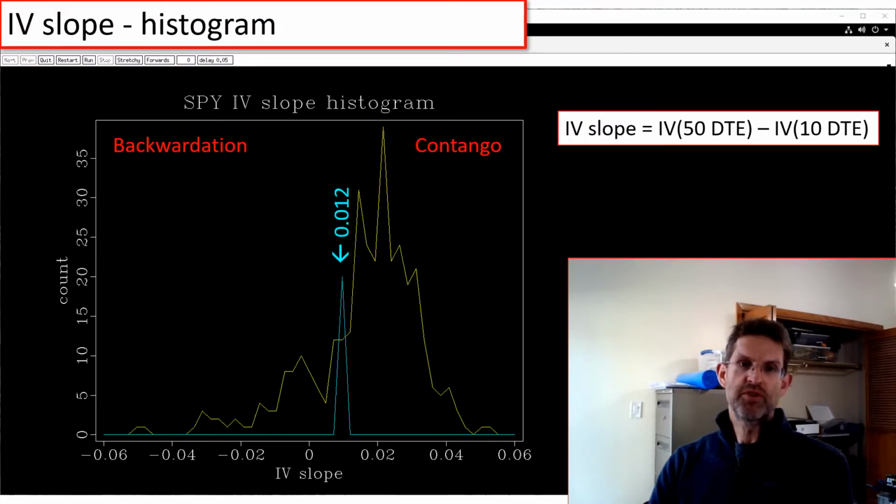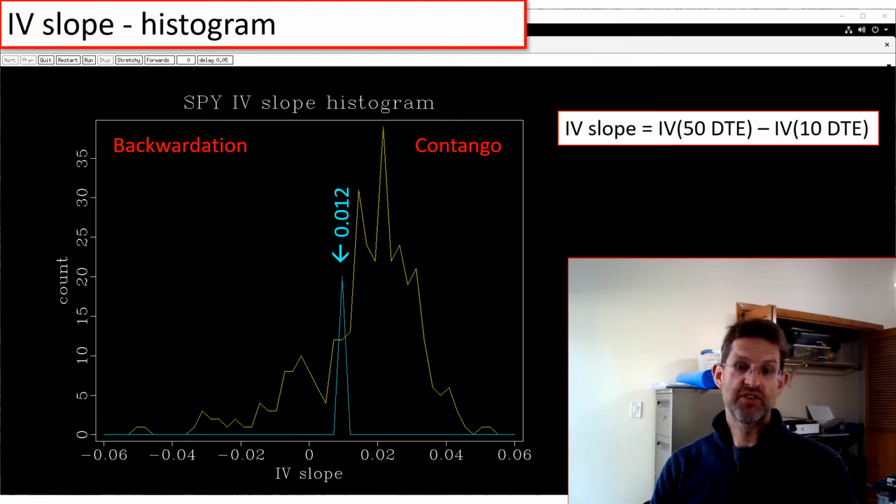I compute an attribute called IV slope. For SPY, it's simply the IV at 50 days expiration minus the IV at 10 days expiration. That would vary depending on the underlying. It's up to you how you choose to compute it. I have a calculation actually that helped me choose an optimal cutoff that separates what I define as contango from what I define as backwardation.